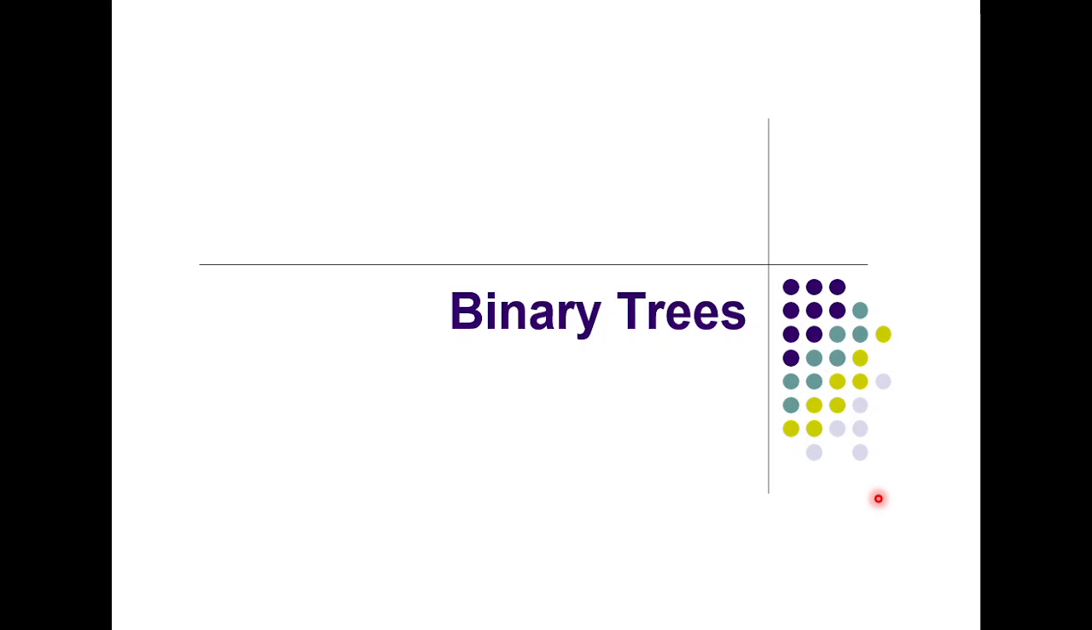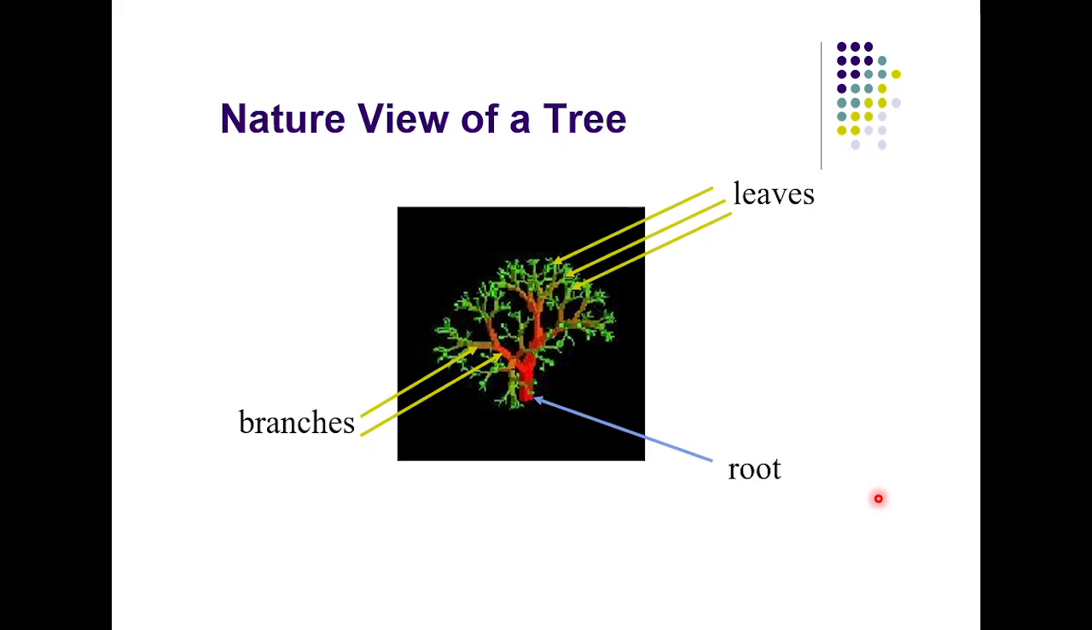Hello students. Today we will discuss binary trees. So first we are seeing a tree. Normally, whenever we see any tree, it grows from down to upward. In normal trees the root is at the downside, as you can see in this diagram, and on the top there are branches and leaves.